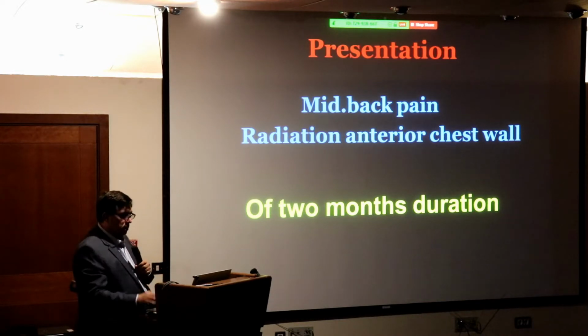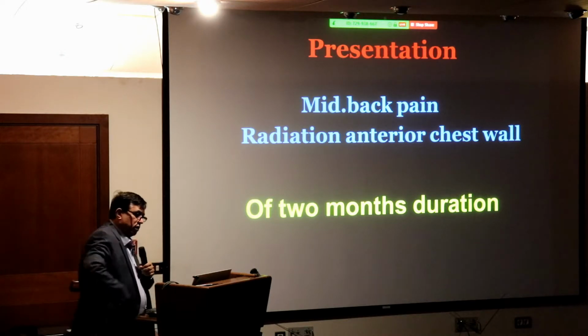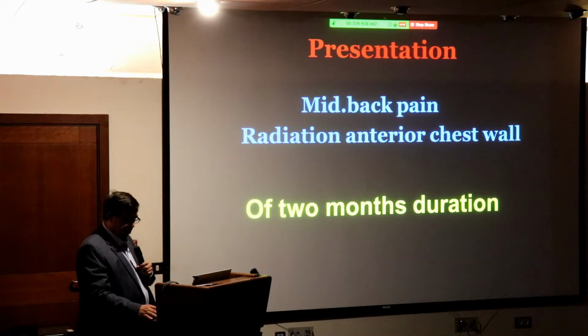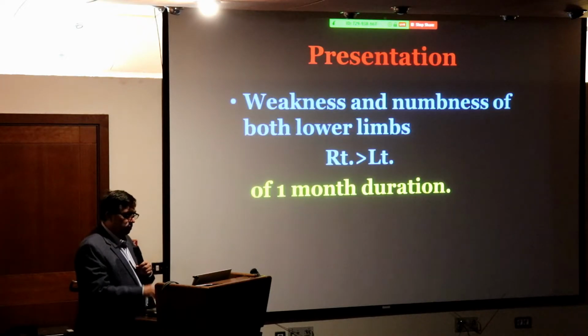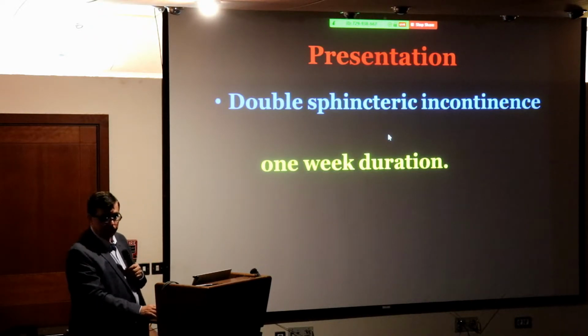She presented to us with a 2-month history of back pain with radiation to the anterior chest wall. For the residents in the hall, any pain in the back going anteriorly like this, you should be suspicious of spinal cord compression and root compression. It could be, of course, herpes zoster, but still you should think of it. Then 1 month before presentation, she had weakness and numbness of both lower limbs, right more than left. And 1 week before presentation, she was incontinent of urine and feces.